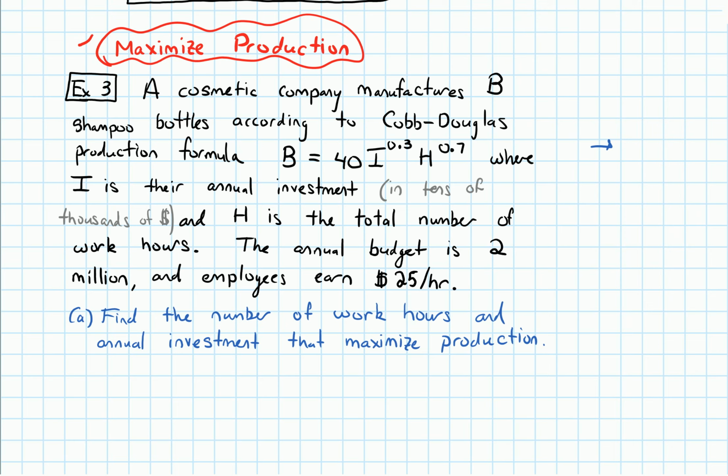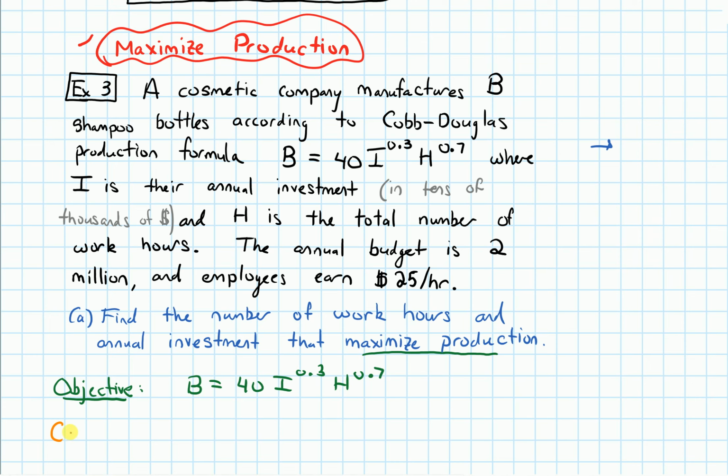So this question wants us to maximize something. It says to maximize production, and that's what will tell us our objective. The objective is an equation for the thing that we want to maximize or that we want to minimize. In this case, it's the production, and that equation is given to us in the problem. It's B equals 40 I to the 0.3 times H to the 0.7. That was given to us in this question.